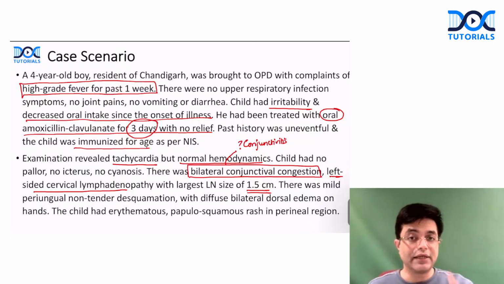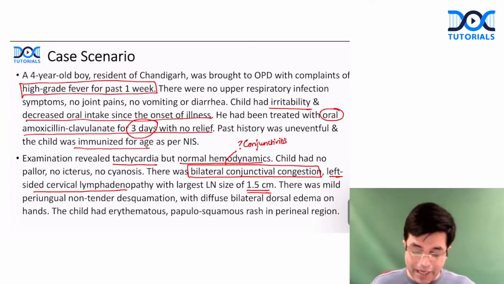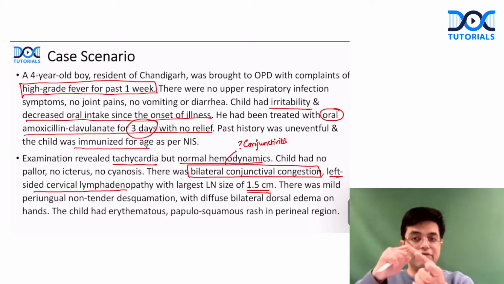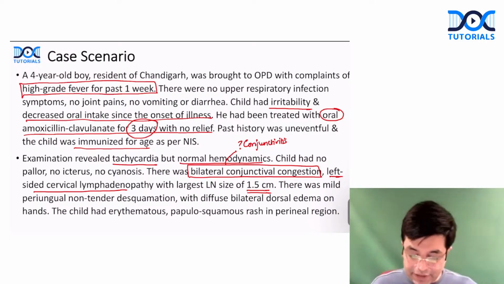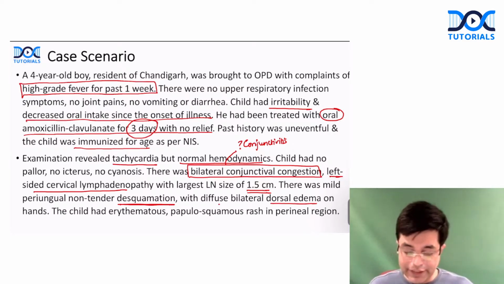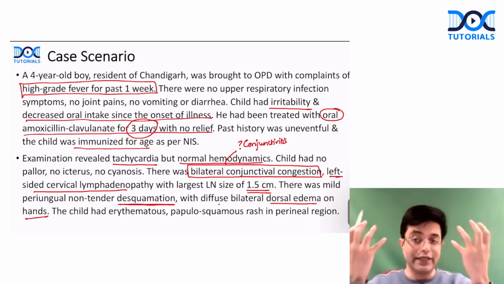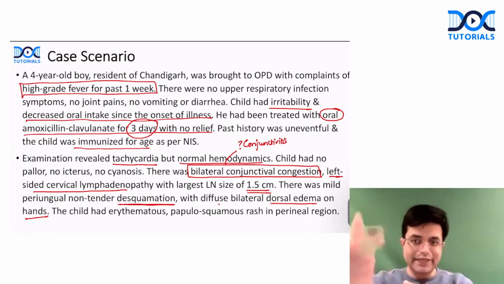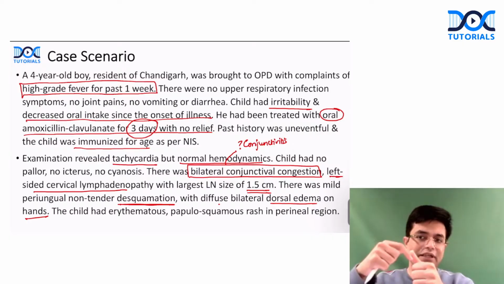Unilateral cervical lymphadenopathy, which is significant. There was mild periungual, which means around the fingernails, non-tender desquamation. Desquamation means peeling of skin, with diffuse bilateral dorsal edema on the hands. So bilateral edema, and it is day 7 of illness, so already some desquamation around the fingernails has started.